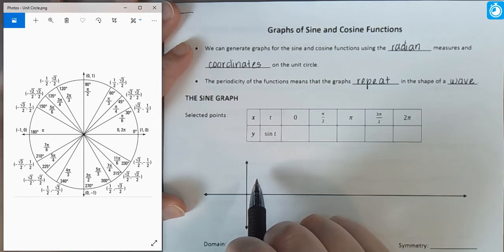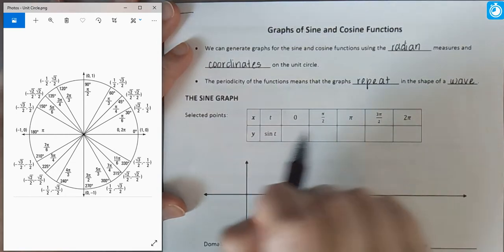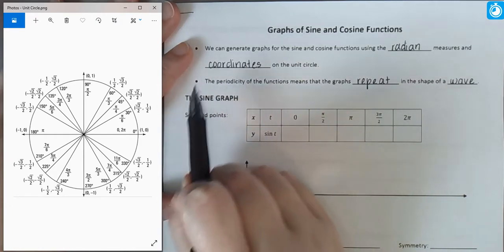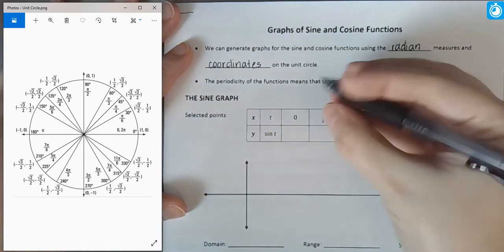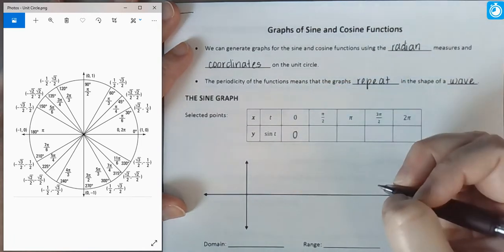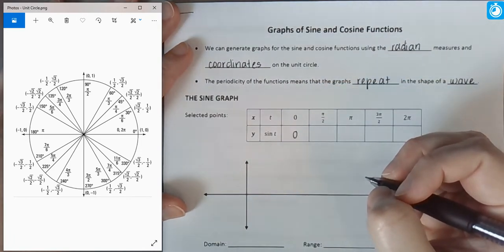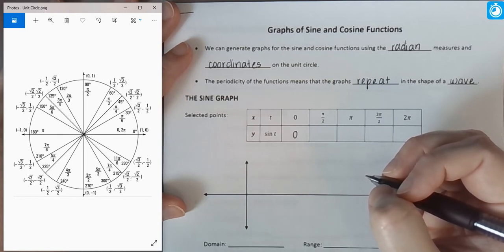If we're at 0 radians, our sine value is going to be 0. So for our actual sine function, if we input a radian measure of 0, the value of sine is also going to be 0. Now, as we travel around the unit circle in the positive direction in the first quadrant, we're going from 0 radians to pi over 2 radians.